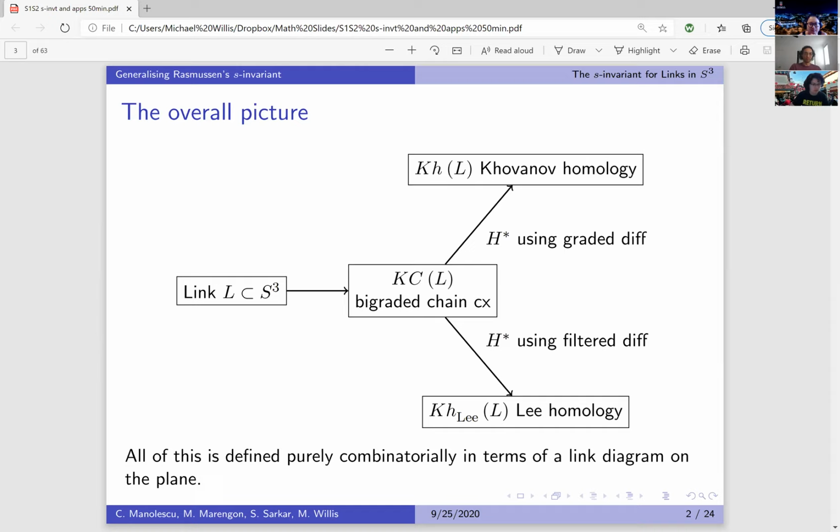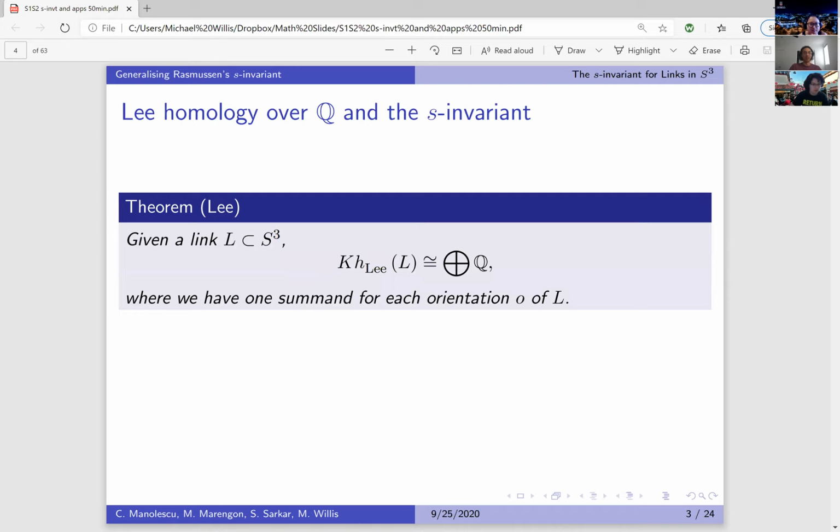So Lee's theorem says that if you have a link in the three sphere, then the Lee homology over Q, by the way, everything in the talk will be over the rationals. You can do all this over really any ring with two invertible, but let's stick to the rationals just to keep it simple for the moment. Anyhow, the Lee homology over the rationals is a direct sum of copies of Q, where you have one summand for each orientation of the link. So somehow the link itself didn't really matter. All that mattered was how many components you had.